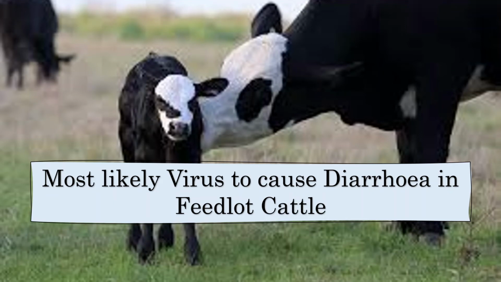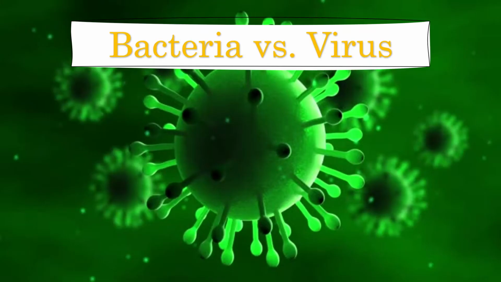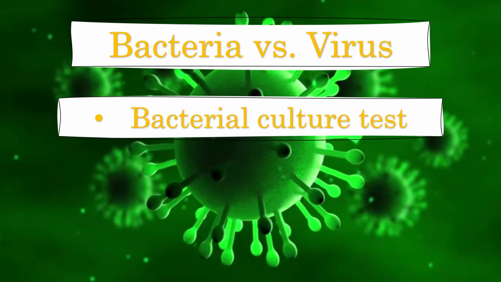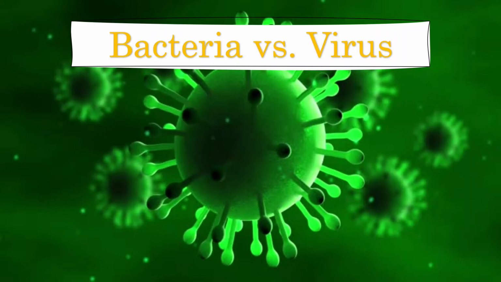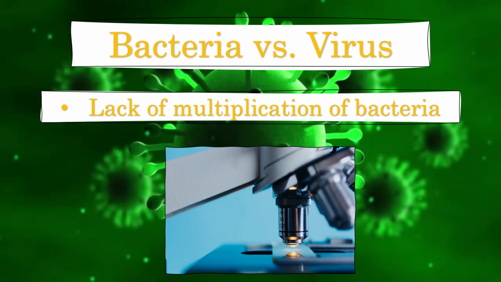The most likely virus to cause diarrhea in feedlot cattle is the bovine viral diarrhea virus. To determine if this is not a bacteria-causing disease, a bacteria culture test may be performed. After the required growth period, the sample will be examined. A lack of multiplication of bacteria will indicate a negative result, proving that this is not a bacteria-causing disease.